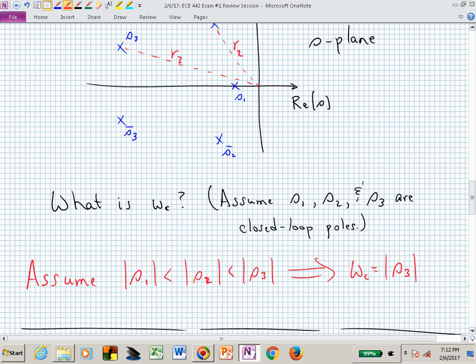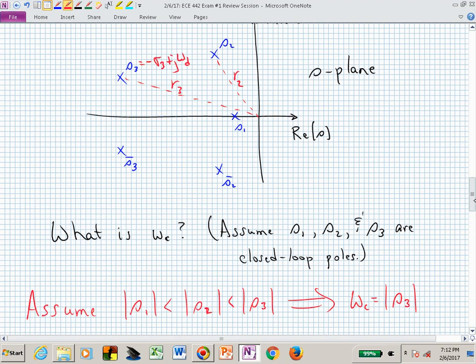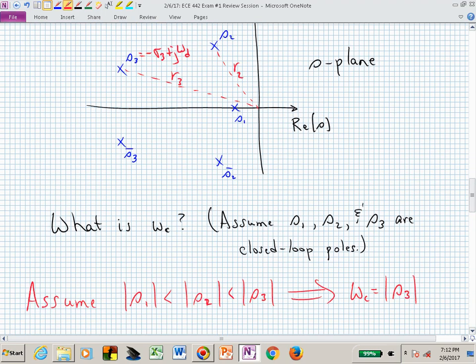And if this now has a value, let's say that S sub 3 is minus sigma 3 plus j omega sub d, and here is where I may have been too quick before. Maybe I was saying, oh, we use omega sub d. Well, maybe I'll say that that's omega sub d sub 3.